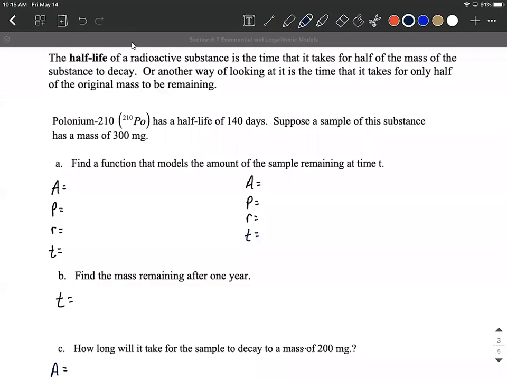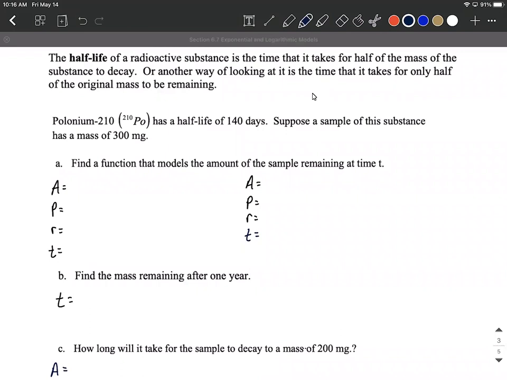Okay, half-life. So some radioactive substances, what happens is they disappear over time. They get smaller. So we wanted to talk about what the half-life means. It's the time that it takes for half of whatever you started with to decay away. Or another way to look at it is it's the time it takes for whatever you started with to only have half of its original mass remaining.